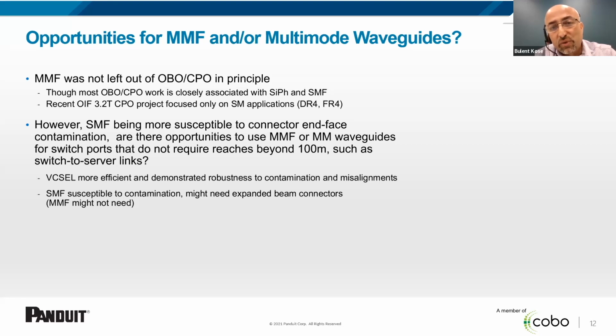Are there opportunities to use multimode fiber or multimode waveguides even for short reaches, like reaches below 100 meters, switch to server links, for instance? I mean, VCSEL is more efficient, and it has demonstrated robustness, especially for contamination and misalignments because of the multimode fiber, 50 micron diameter. Single mode fiber is more susceptible, and expanded beam connectors might be needed, but this may not be needed for multimode. So this is a question: should multimode be considered?